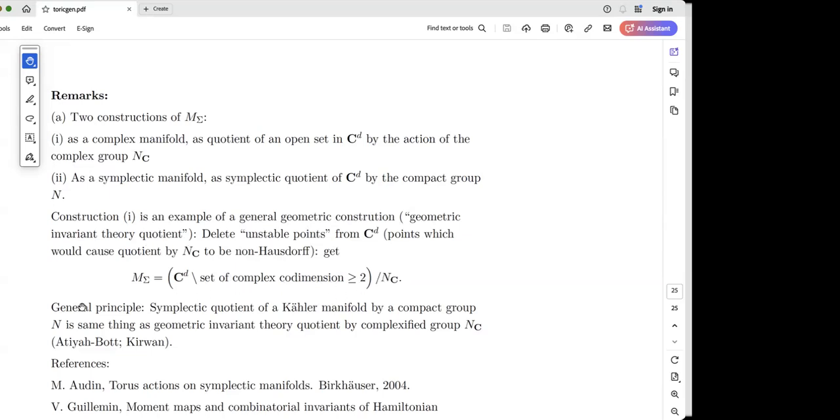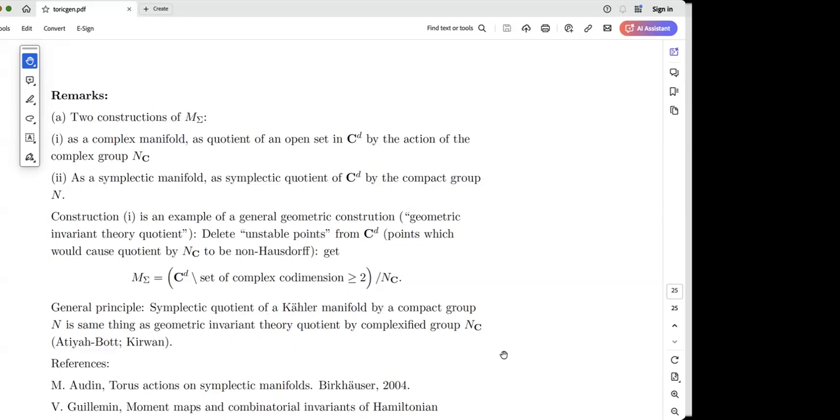The general principle is that the symplectic quotient of a Kähler manifold by a compact group N is the same thing as the geometric invariant theory quotient by a complexified group N sub C. This you will find in the work of Atiyah and Bott and also Kirwan.